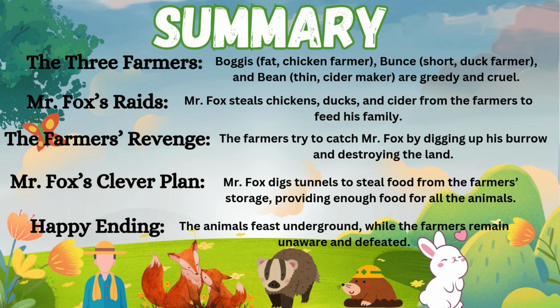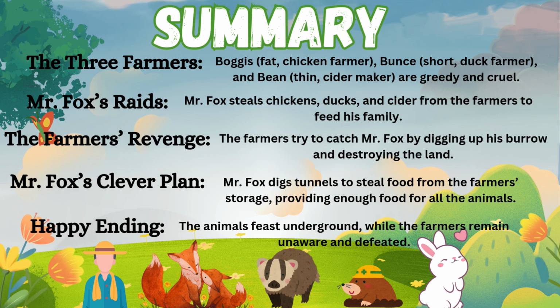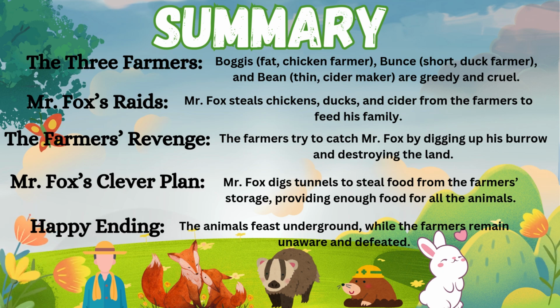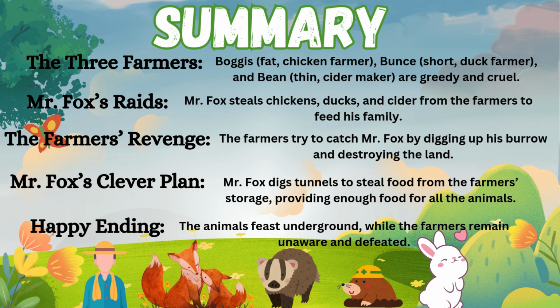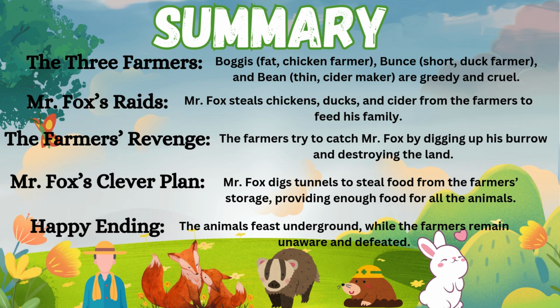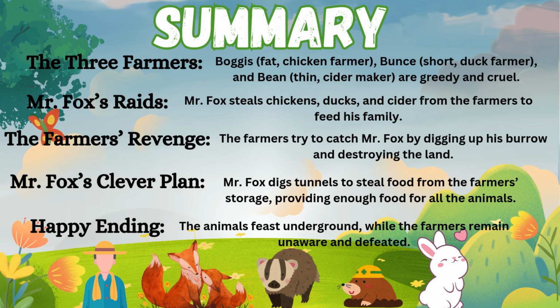In this desperate situation, Mr. Fox comes up with a brilliant plan. He gathers his family and friends and says, "We are not going to sit here waiting to die. Let's dig." Together they start digging tunnels towards the farmers' storage areas. First, they tunnel to Boggis's chicken house where they steal several chickens. Next, they dig to Bunce's storehouse and take ducks and geese. And finally, they reach Bean's cider cellar and collect bottles of cider.